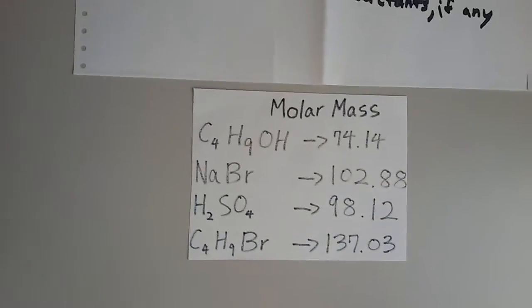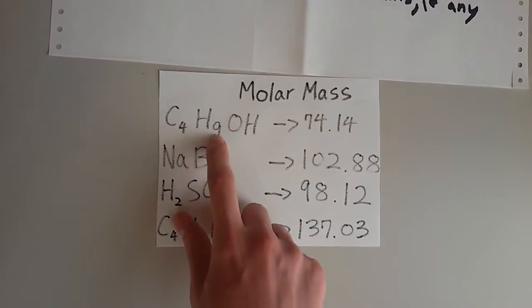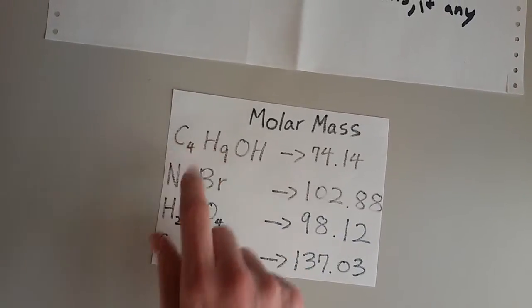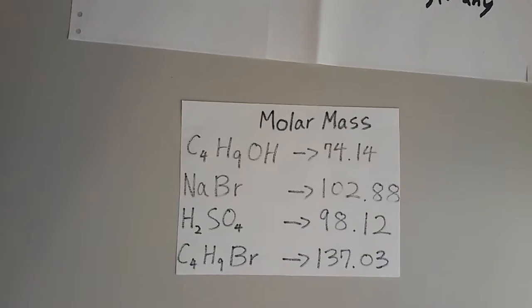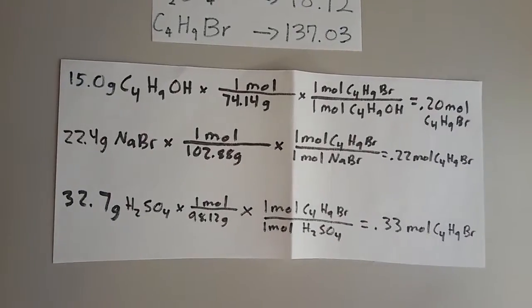And we did that by adding 4 times the molar mass of carbon, plus 9 times the molar mass of hydrogen, and then the molar mass of oxygen and hydrogen. Alright, so now that we have our molar masses, it's pretty simple from here.